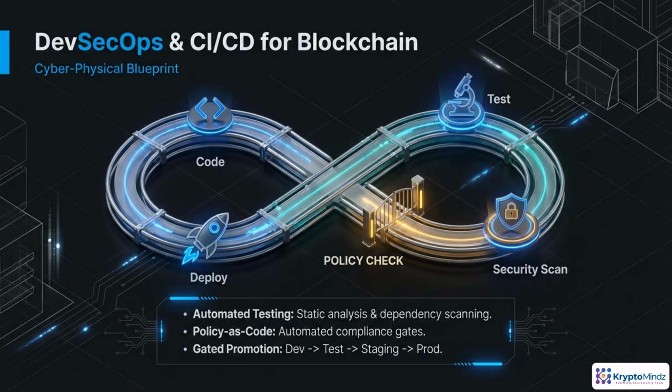For blockchain-based trust infrastructure, DevSecOps is how you keep the ledger and smart contracts trustworthy over time. Think of the pipeline as a loop. Code moves through automated tests, then policy checks, then security scans before it's ever deployed. Automated testing includes static analysis and dependency scanning tuned for chain code and node components. Policy as code encodes compliance rules as executable checks, so legal and security requirements become gates, not slide decks. Finally, use gated promotion, dev, to test to staging to production, so only audited, compliant builds reach consortium participants.